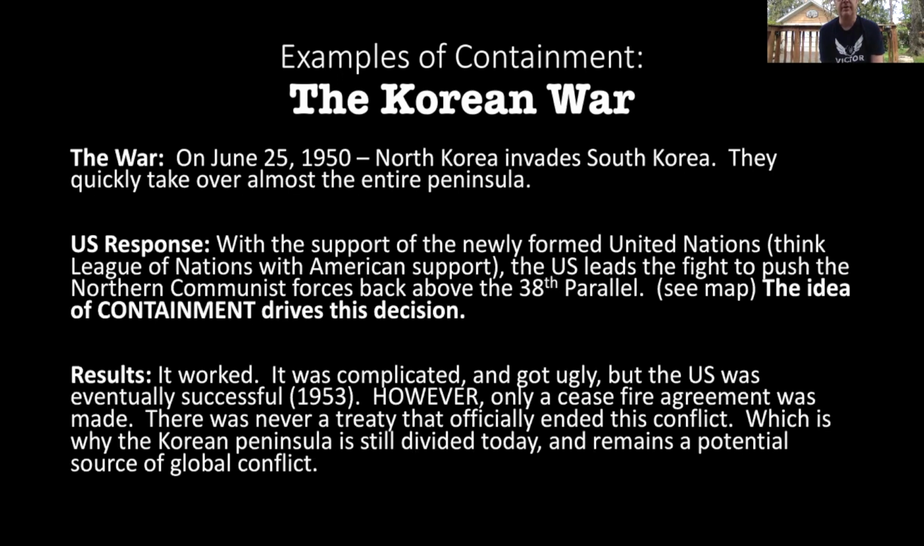One interesting piece of this is there was never really an official end to this conflict. We had a ceasefire, which means we're not going to shoot each other, but usually that's followed by a treaty that says, hey, the war is ended, and this is what we agreed to. You can have this, we'll take that. But that never happens in the Korean War. So technically, as we sit here today, the Korean War is still going on.